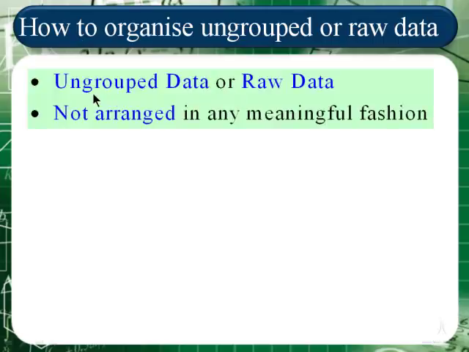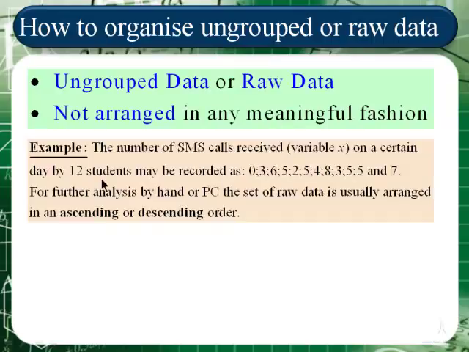Let us look at a method of how to organize ungrouped or raw data. Now, if we look at ungrouped data or raw data, that's data not arranged in any meaningful fashion, like in the example, the number of SMSs received, that's the variable x, on a certain day by 12 students, may be recorded in this way. So in other words, x1 is 0, x2 is 3, x3 is 6, and finally x12 will be 7.